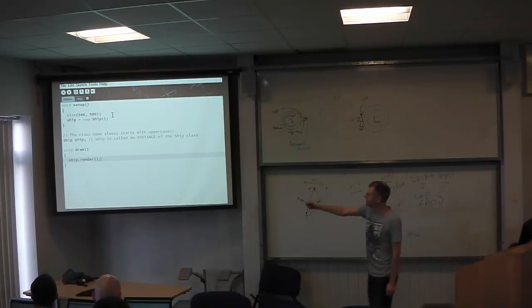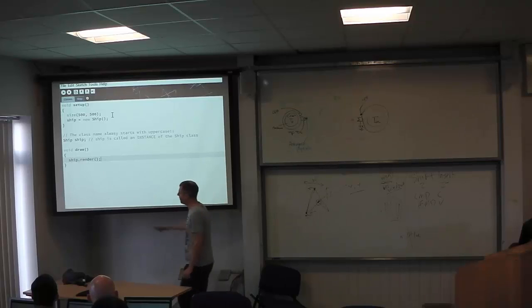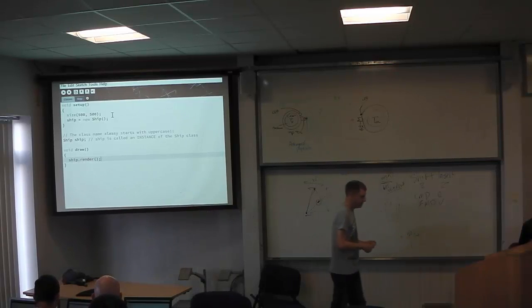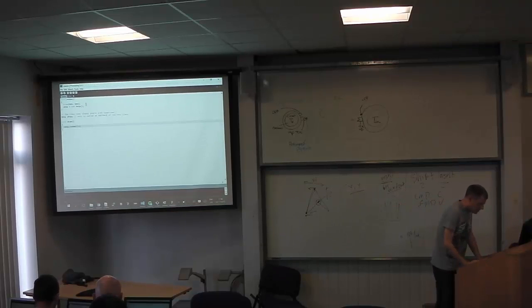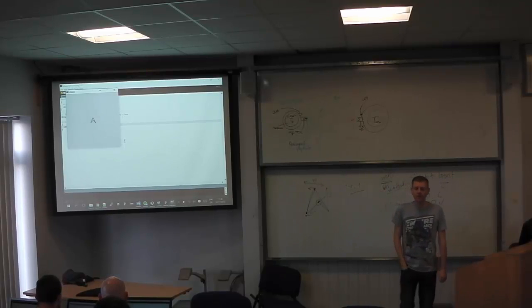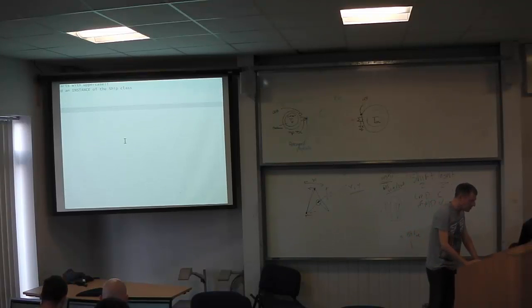So the dot in this case here means call the method on this object. Call the method render on the ship object. So now hopefully when I run this I should have the same thing more or less, but now this is the object-oriented approach. This is the OO way of doing the same problem. So I always want to run through that again.